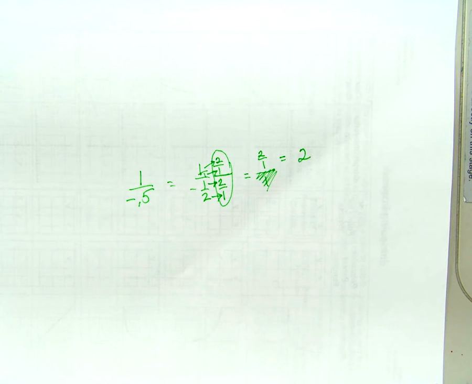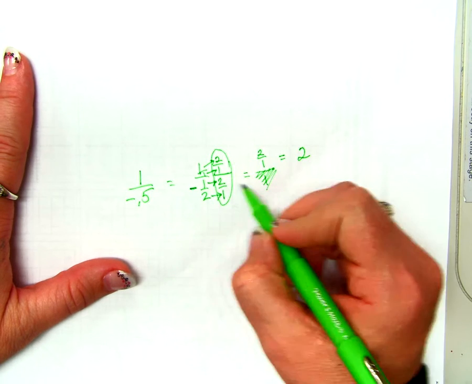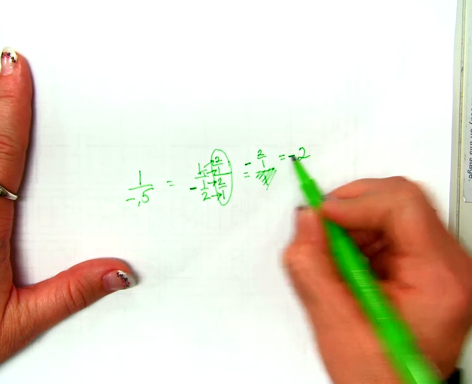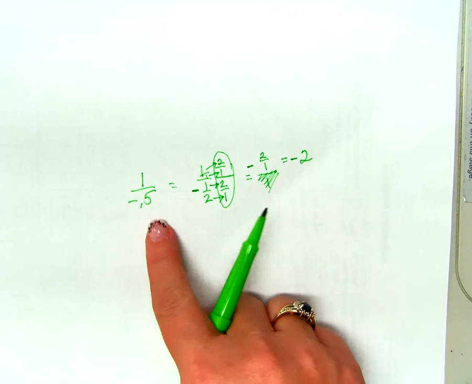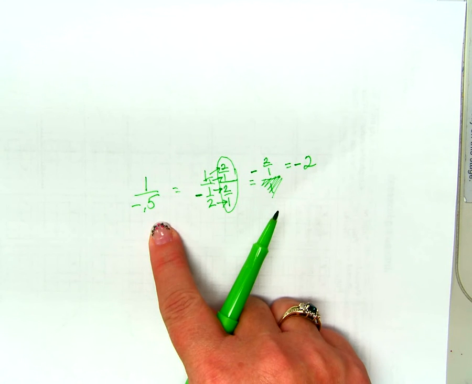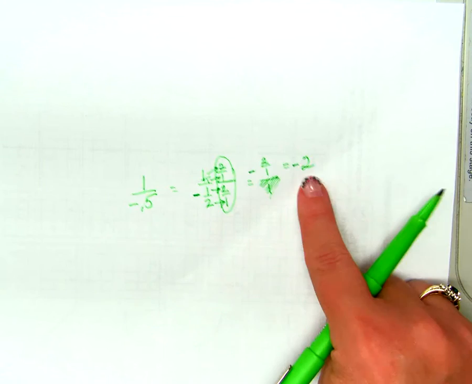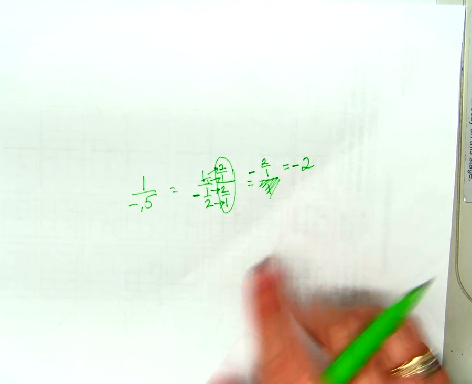The negative sign, right? We cannot forget that. This was a negative 1/2, so that's got to come along here, and that's going to come along here. So, in this case, when x equals negative 0.5, what does y equal? Negative 2.